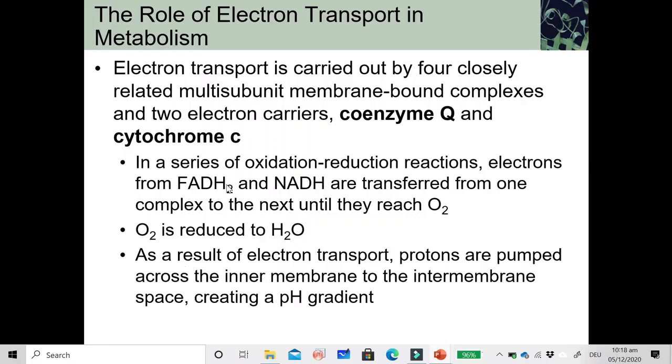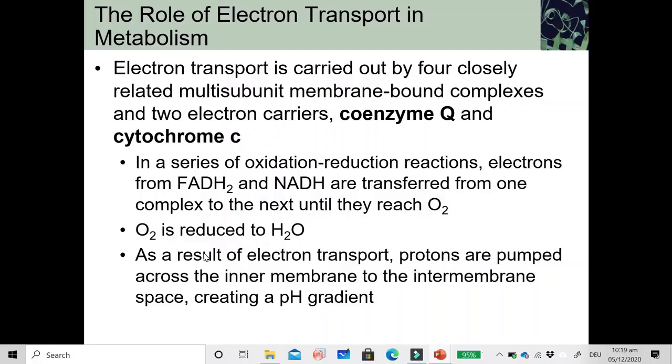In a series of oxidation-reduction reactions, the electrons from flavin adenine dinucleotide and nicotinamide adenine dinucleotide, these are the reduced equivalents obtained from glycolysis as well as from the citric acid cycle, are transferred from one complex to the next until they reach oxygen, the ultimate and the consummate electron acceptor. The oxygen is reduced to water, so respiration produces water, as you might already be aware of.